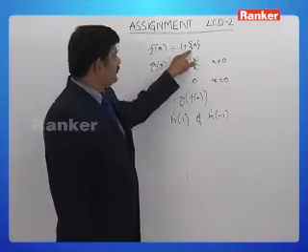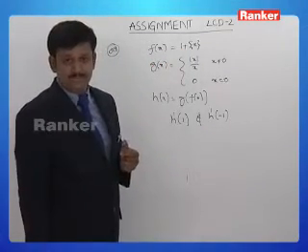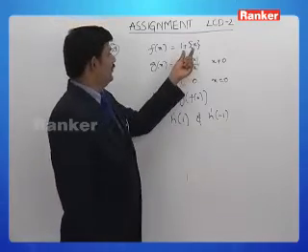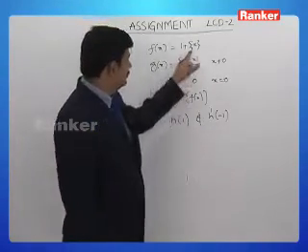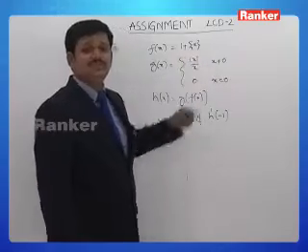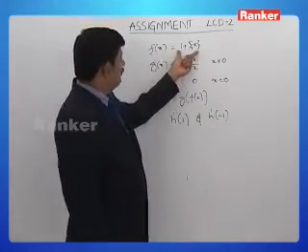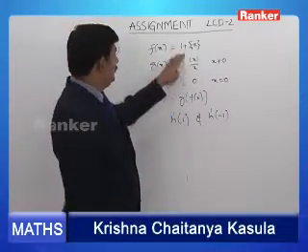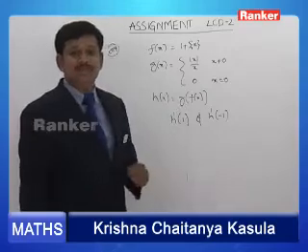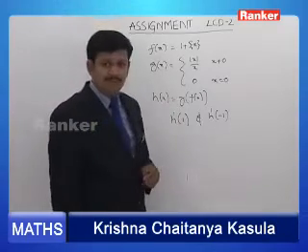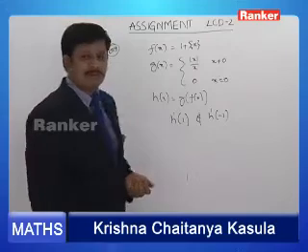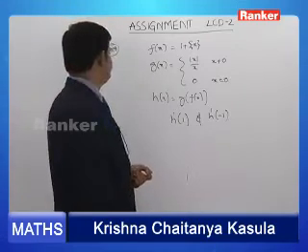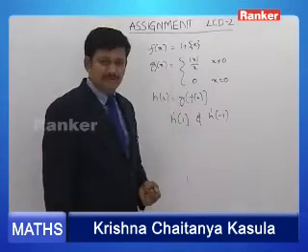F of x is 1 plus fractional part of x. We know fractional part of x will always lie between 0 and 1. So, f of x is a number which will always lie between 1 and 2. Our range of f of x is closed interval 1 to open interval 2. Let us understand g of x.